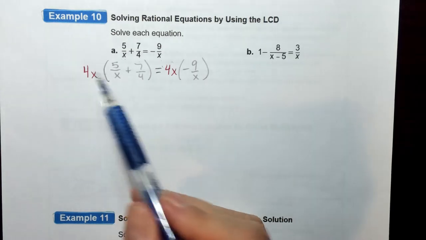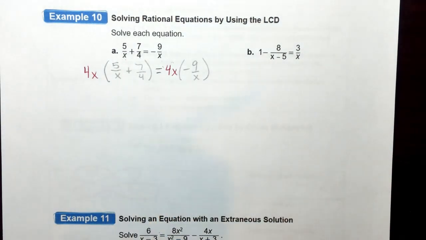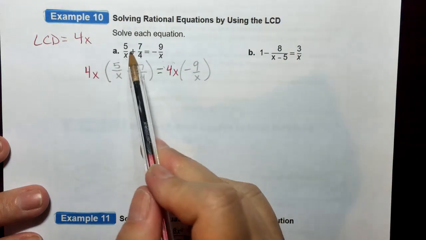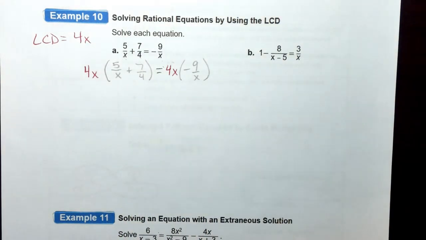All right, so we're multiplying both sides by 4x. Why are we doing that? Because our least common denominator is 4x, because you have an x, a 4, and an x. So your least common denominator is 4x. That's why we're multiplying both sides by that.